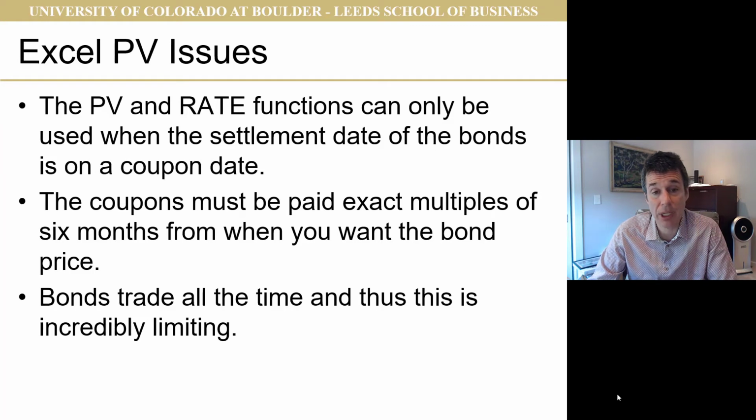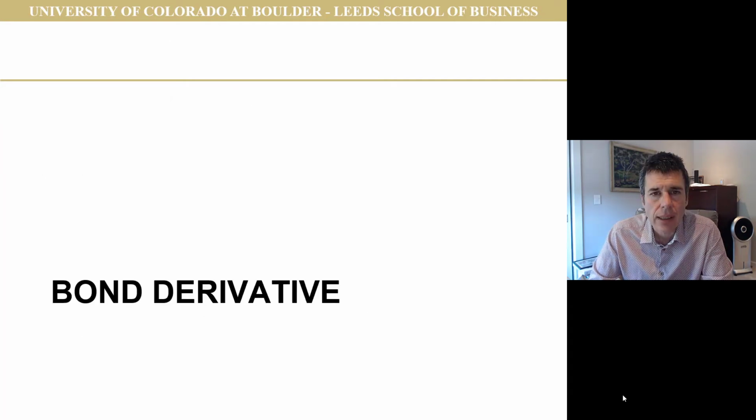Right? If I trade a bond, if I buy or sell a bond halfway through a coupon date, the period to the next coupon is not 6 months, it's 3 months. That's going to cause us problems. Next, we're going to look at the derivative of the bond price, or the PV of a bond, with respect to the yield.